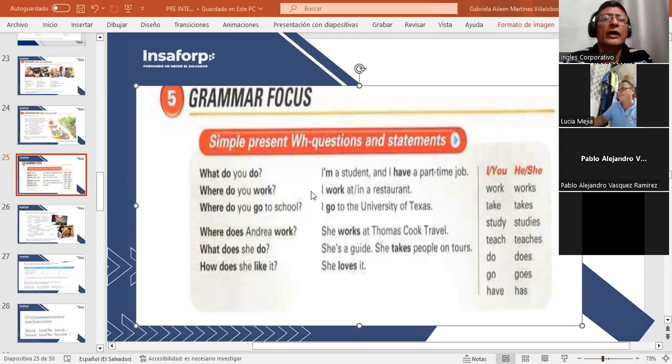All right. Okay, where do you work? Look, where is for the place. So you say, I work at or I work in a restaurant. Where do you go to school? I go to the University of Texas. Okay, where does Andrea work? She works. Oh, teacher, what happened there? ¿Por qué le aumentamos ese? Because we're talking about the third person singular. Estamos hablando de tercera persona. All right? So, where does Andrea work? She works at Thomas Cook Travel.